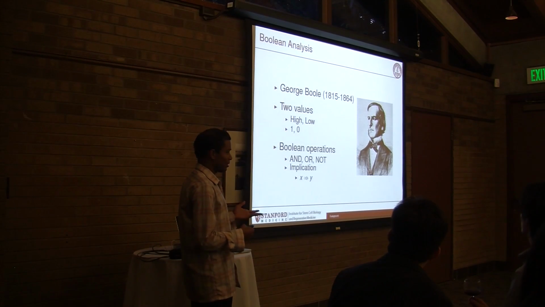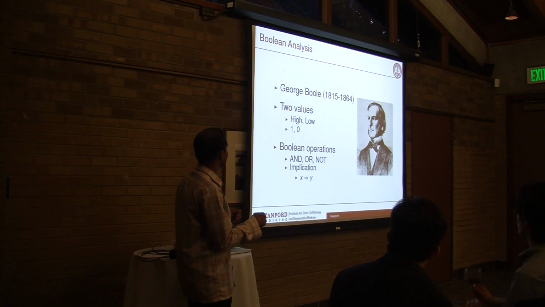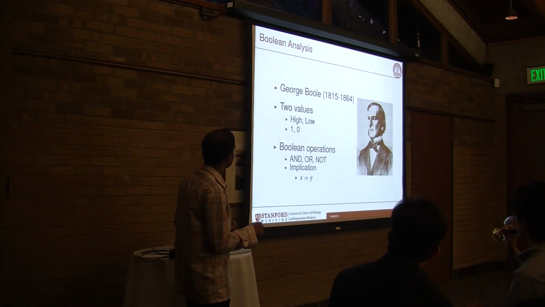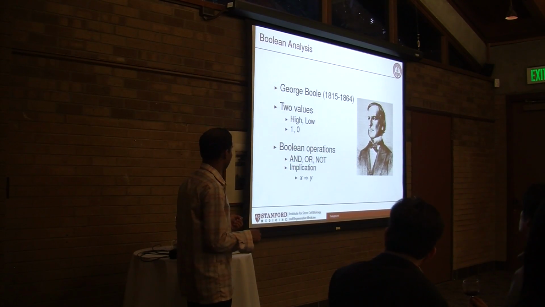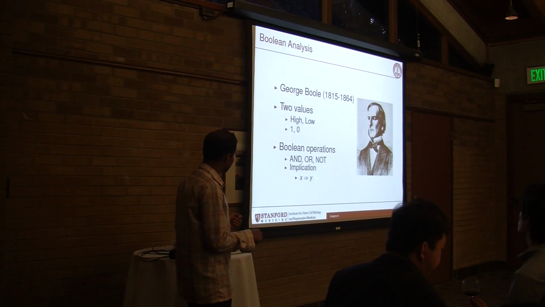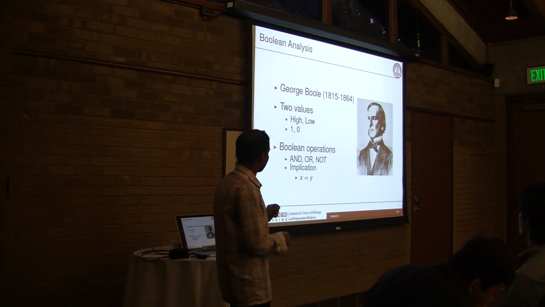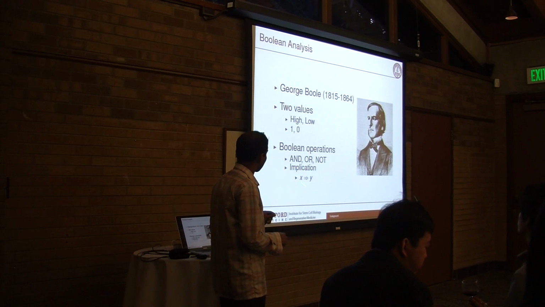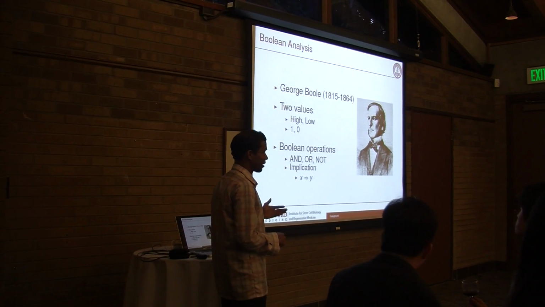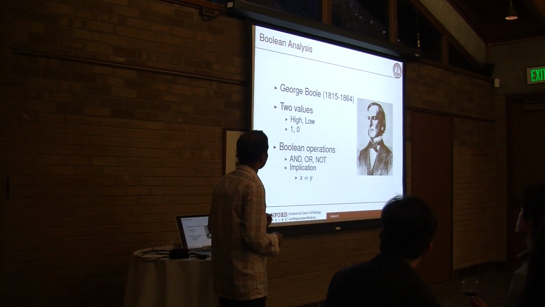So the simple thing here is Boolean analysis. I think everyone here is familiar with this, but just for completeness, I'll talk about it. It's a mathematics of two values, and we have simple Boolean operations: and, or, not. I will mostly focus on this type of operation called Boolean implication. What this means is x implies y, and in order for this statement to hold, if x is true, then y has to be true. Right? It's very simple for you guys.